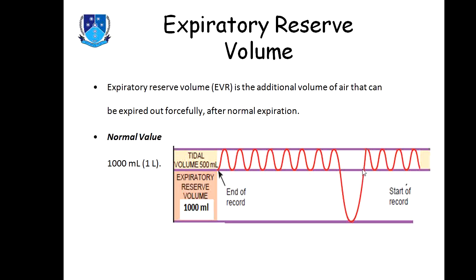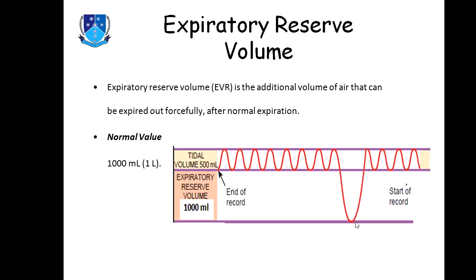This is the volume of air which can be expired after the tidal volume, after the exhaled tidal volume. So this is the volume of air which can be exhaled, which comes out of the lung forcefully after the tidal volume. That is called expiratory reserve volume. That is roughly 1 liter or 1000 ml in volume. So this is the expiratory reserve volume.